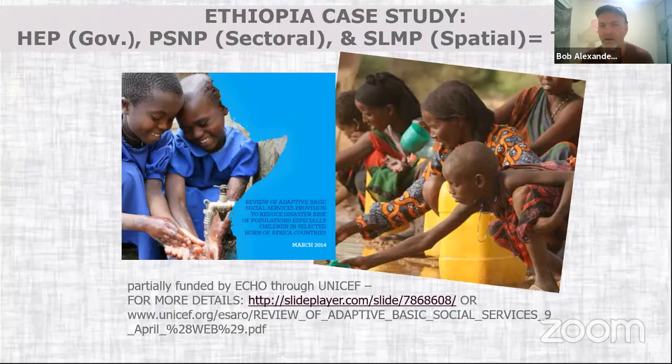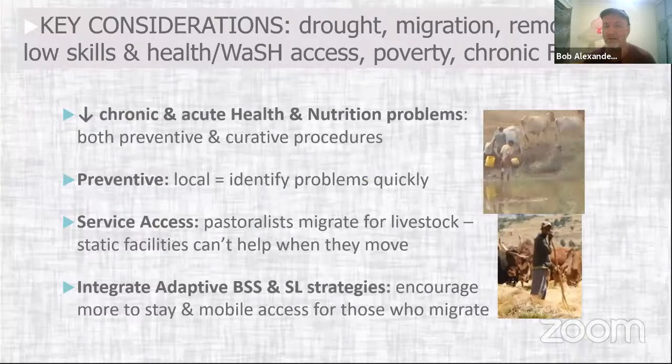And then the idea came, how about if we combine sustainable land management with these productive assets, with the health extension workers into one program that could be built on adaptation? So this is the idea, that there were many chronic problems and acute ones when the drought happened. So there needed to be preventive and curative procedures to make this better. Like I said before, there need to be some people who could identify the problems quickly and also make sure that people have access, even if they're migrating.